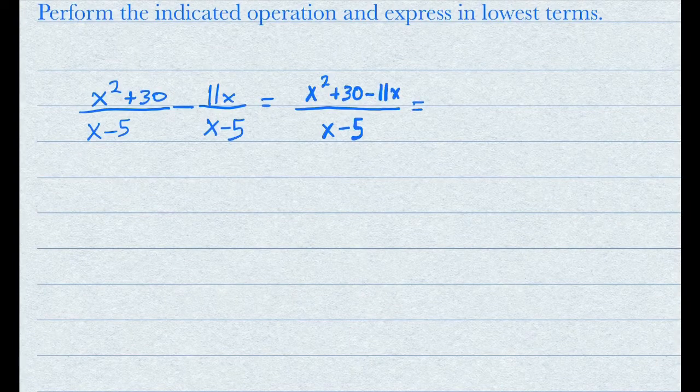You can also rearrange this now. You can put x squared minus 11x plus 30 in this order of descending powers, and then you have x minus 5. At this point you've performed the indicated operation.